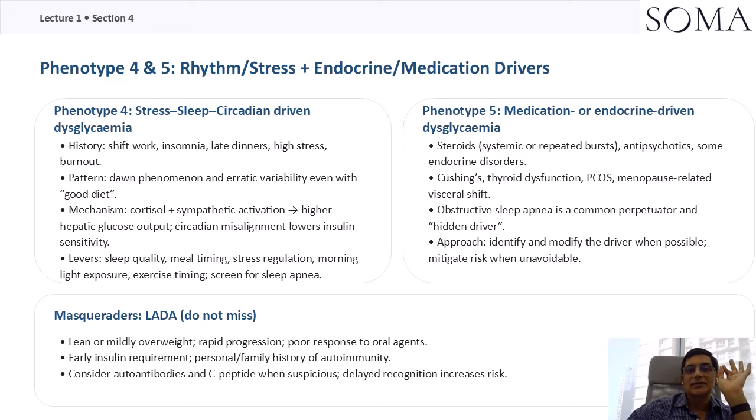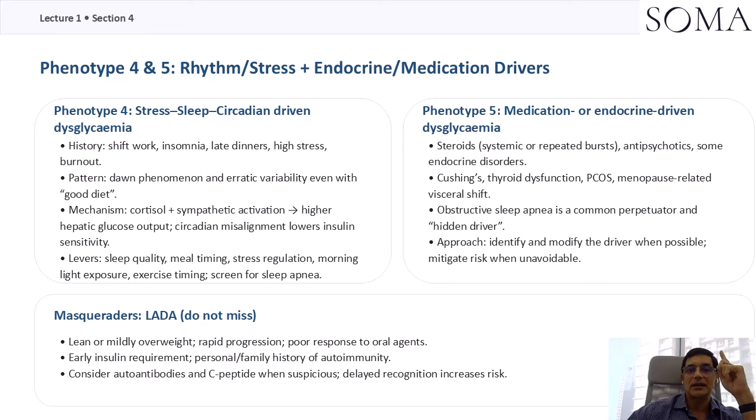These patients are often lean or mildly overweight. They are diagnosed in adulthood, but they progress very rapidly and are poor responders to oral drugs. They will have an early insulin requirement, sometimes they will lose weight unintentionally, and often they have a personal or family history of autoimmunity like thyroid disease, vitiligo, rheumatoid conditions.